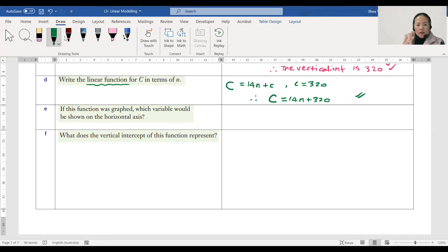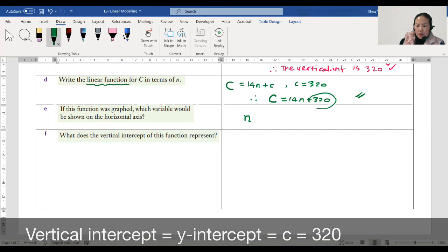Now, next one. If this function was a graph, which variable would be shown on the horizontal axis? That's the x-axis. Which one is the horizontal one? Which is x, which is n, isn't it? F. What does the vertical intercept of this function represent? Vertical intercept, which is 320, like we did here. That's our vertical intercept, 320, is the value of c when n equals 0.